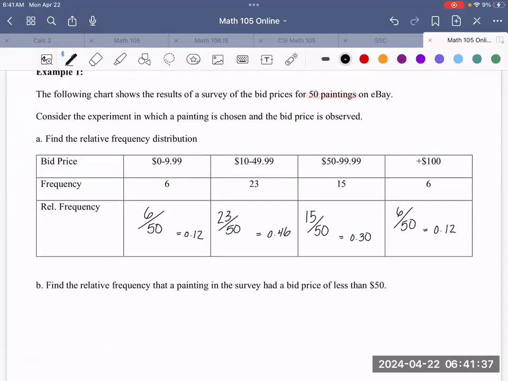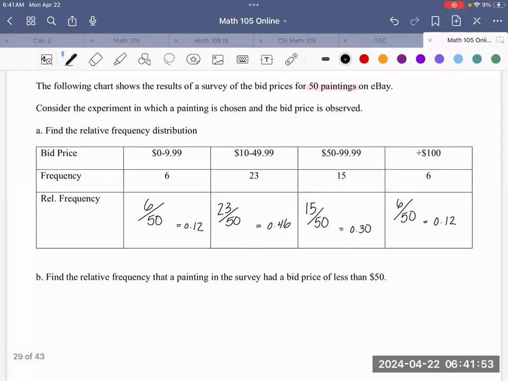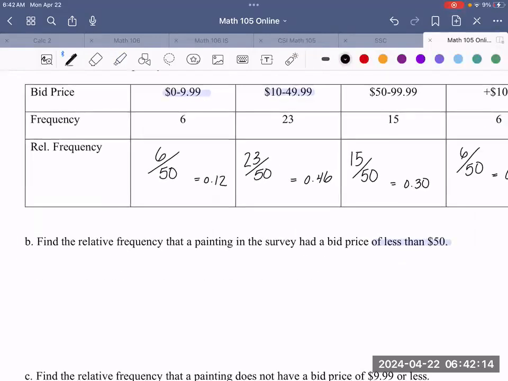Now what we can do is use it to find certain items. It says, find the relative frequency that a painting in a survey had a bid price of less than $50. Okay, so if we're talking about less than $50, well, that would count as from 10 to 49.99, and again from 0 to 9.99. So we're going to be taking these values here, and there's 2 ways to calculate it.